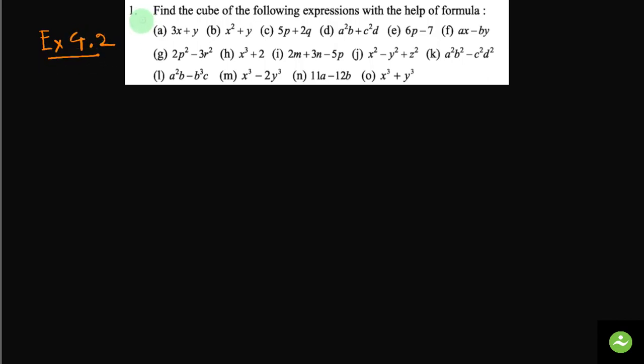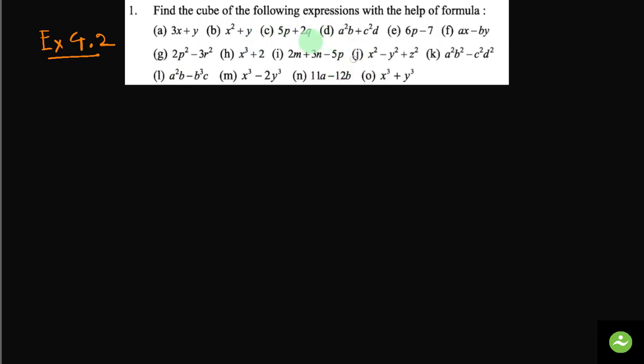Class 8, English version, Math Exercise 4.2. Math number 1. Find the cube of the following expressions with the help of formula. We have to get the cube of the following expressions. There are how many? 1, A to O. 1, 2, 3, 4, 5, 6, 7, 8, 9, 10, 11, 12, 13, 14, 15.